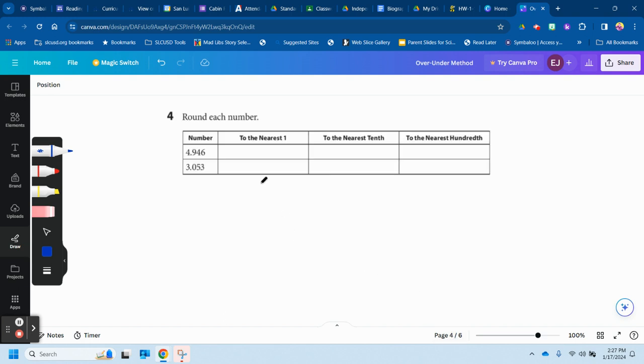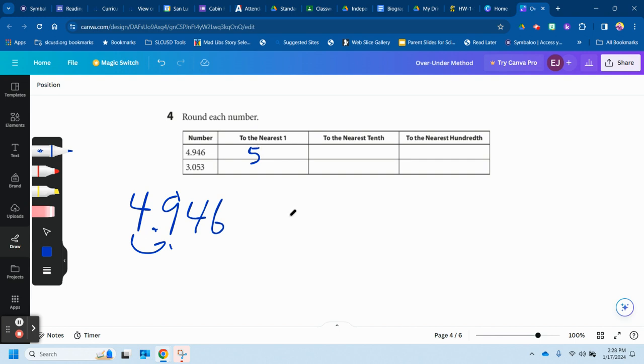So rounded to the nearest, I'm just going to write these out below. Rounded to the nearest 1. So I'll write 4 and 946 thousandths. Nearest 1. So this is the 1's place. Look 1 to the right. Is it 5 or more, increase the score? 4 or less, no change is best. So this would be a 5.